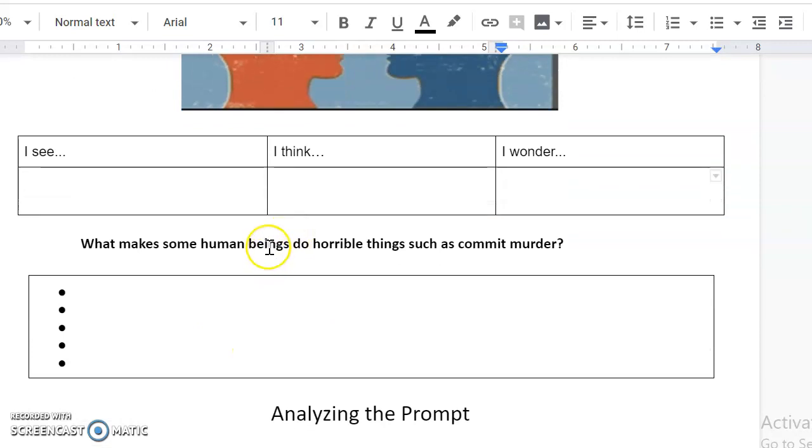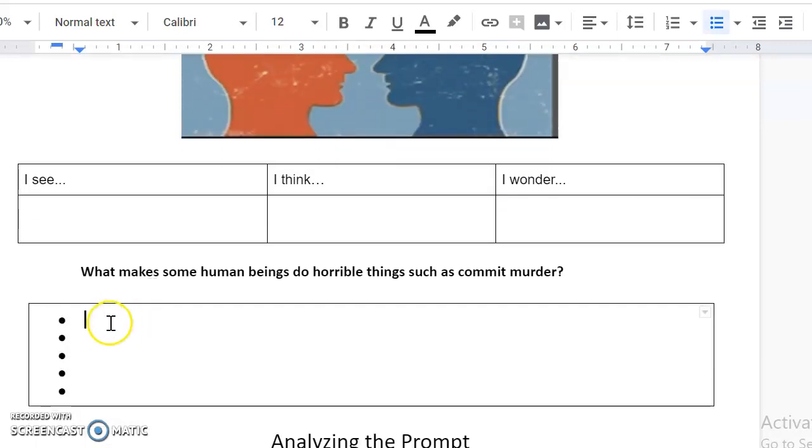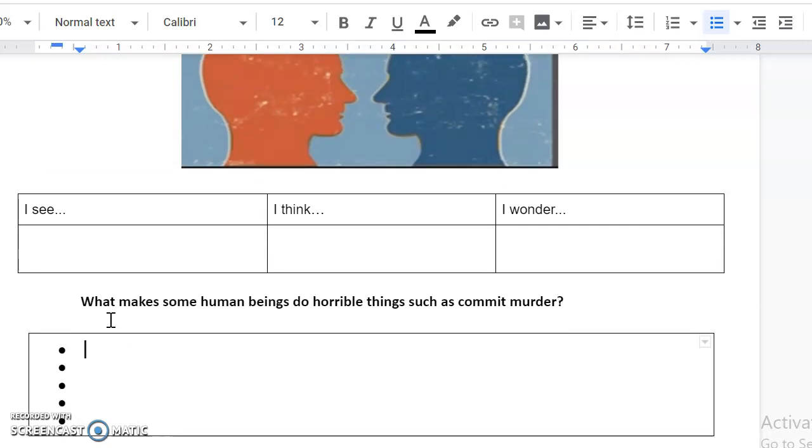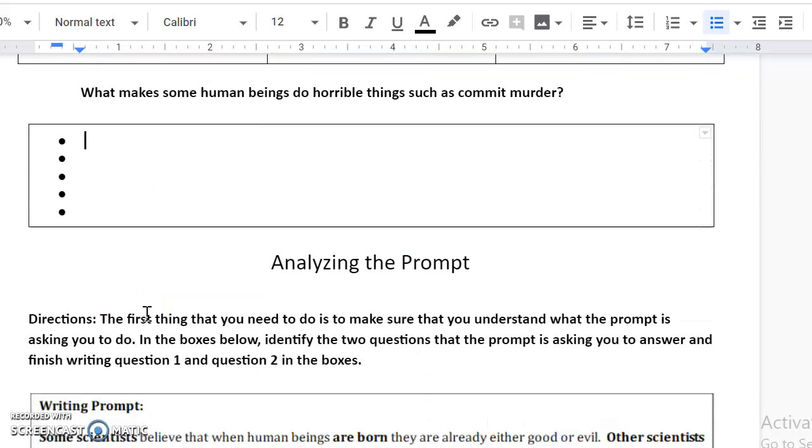And then, what makes some human beings do horrible things, such as commit murder? Again, there's a million answers you could put here. This is just to get you thinking about what we're about to be talking about. So answers like greed, hunger, war, envy, jealousy, all these are good examples of things that make human beings do horrible things such as commit murder.